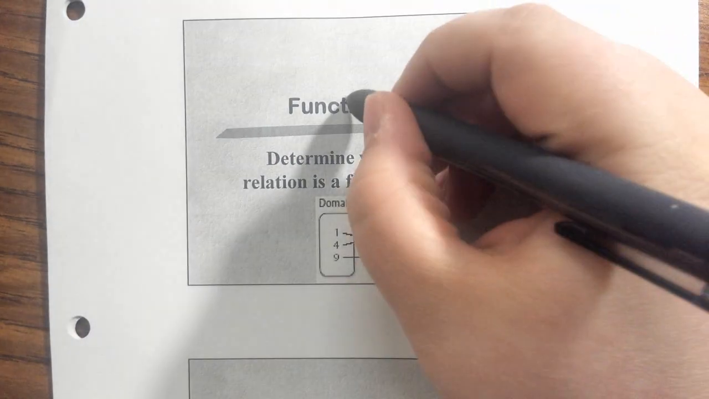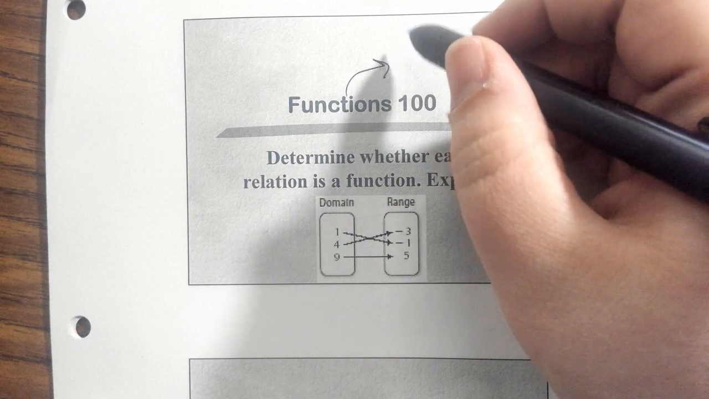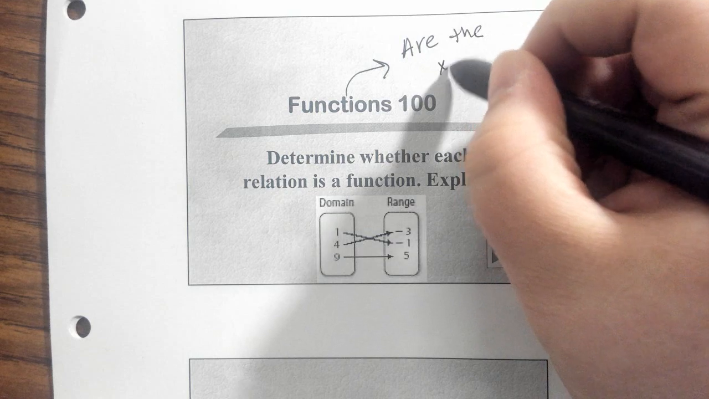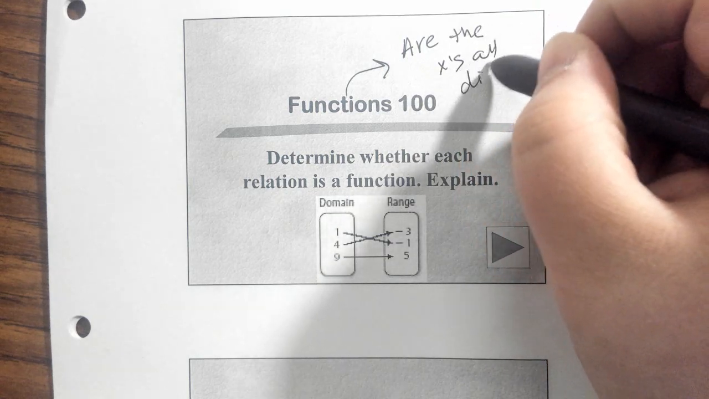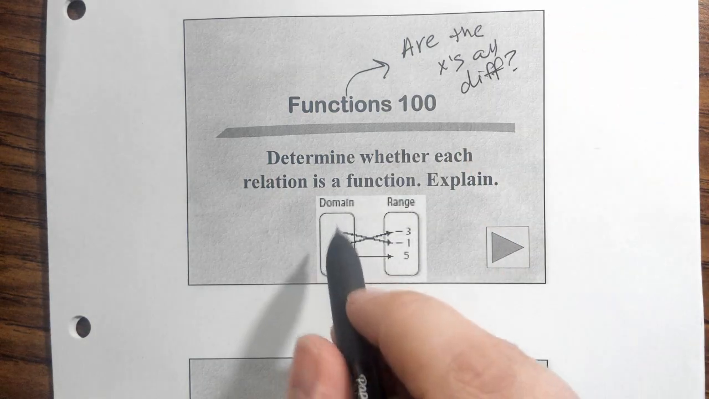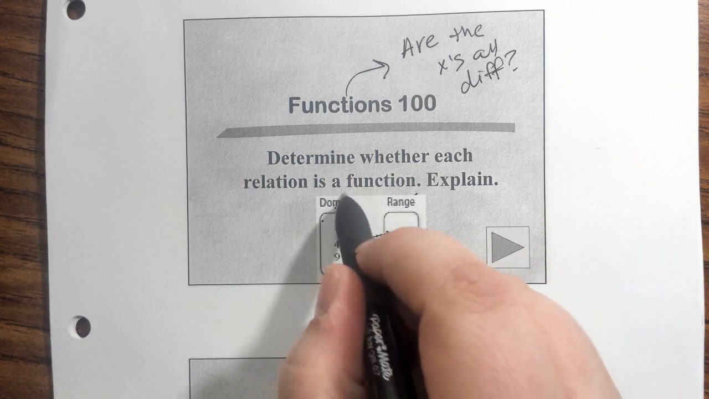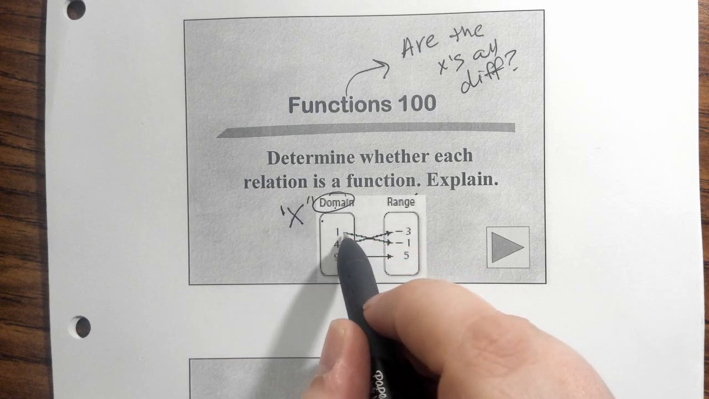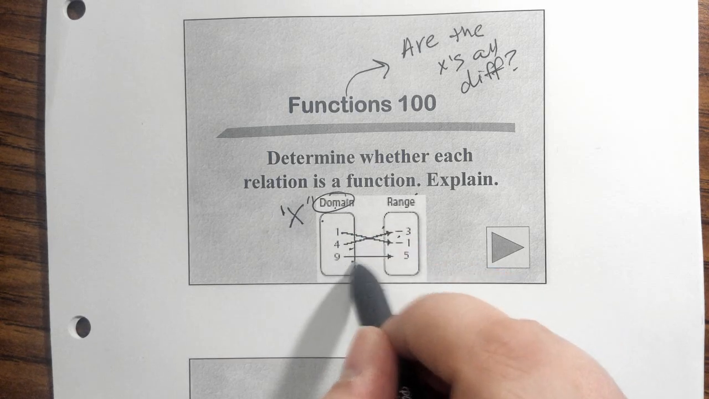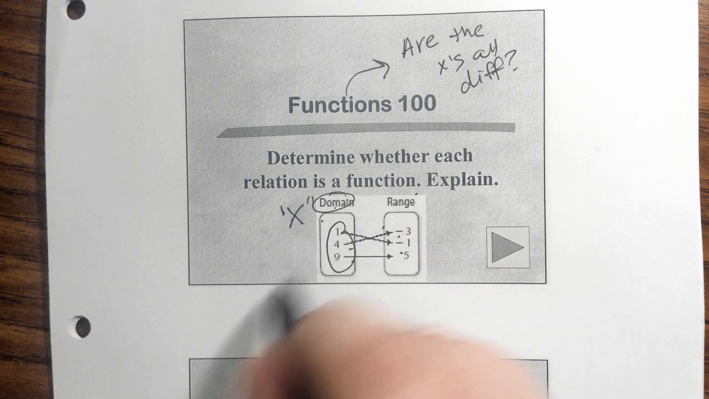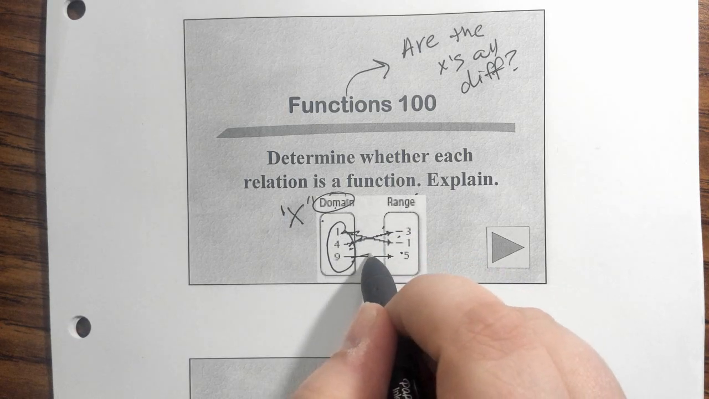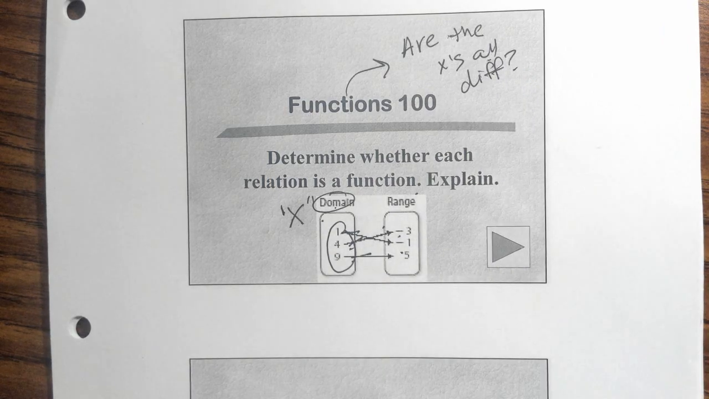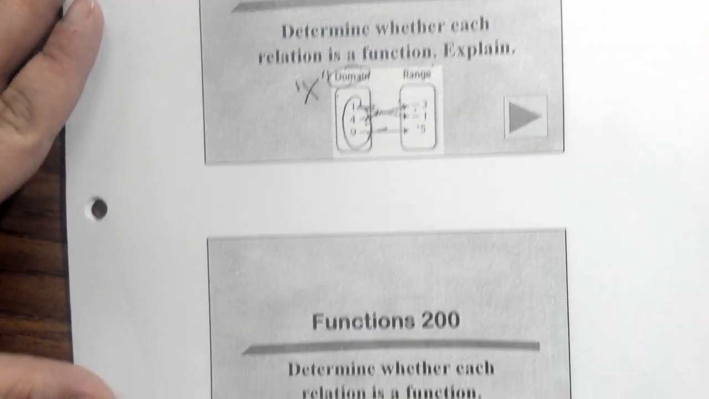Okay, with functions, remember something is a function if the answer is yes to are the x's all different. And so we look at the x's, which are always the domain or the right side bubble. And 1, 4, and 9 are each used once because they only have one arrow coming out of it. So ask yourself, are the x's all different? If the answer is yes, it's a function. If the answer is no, it is not a function.